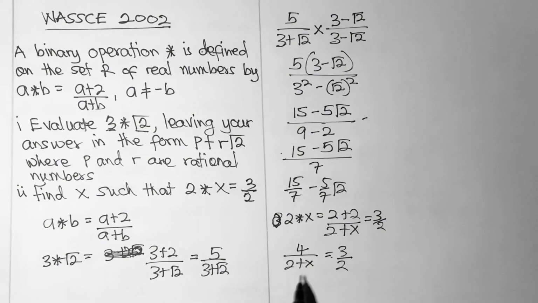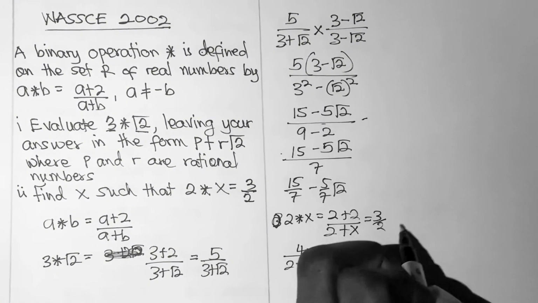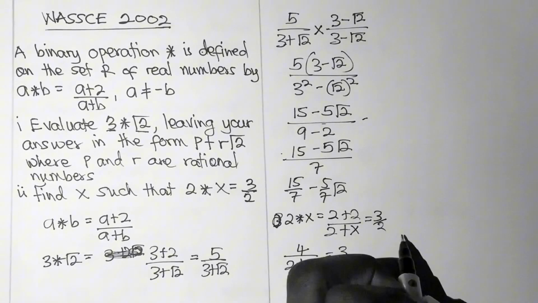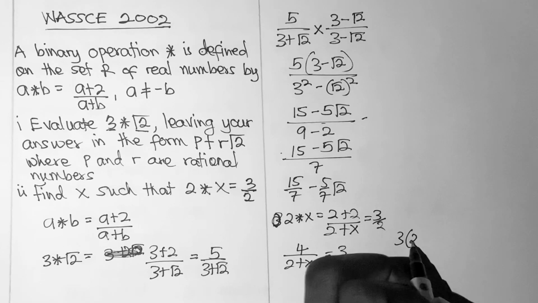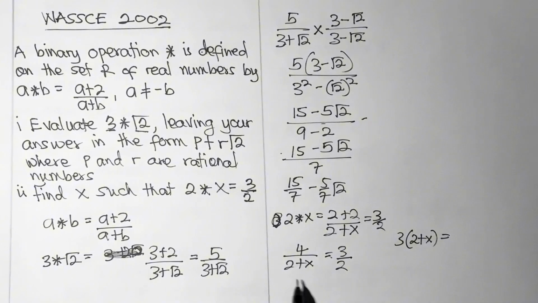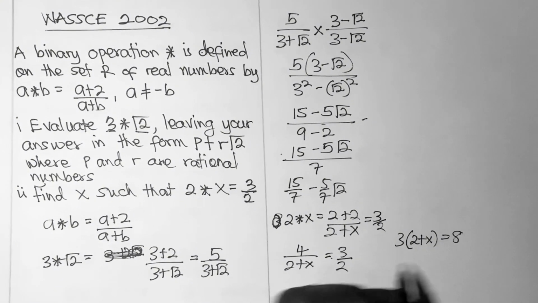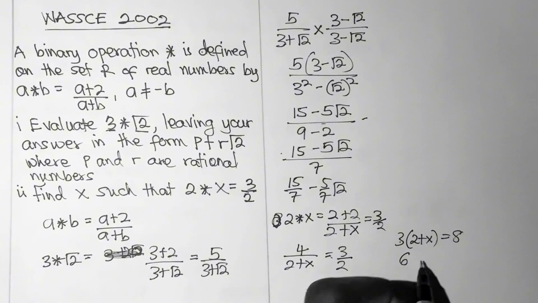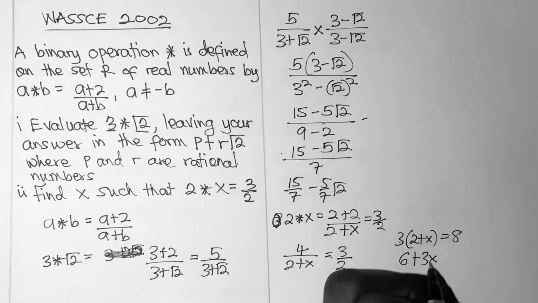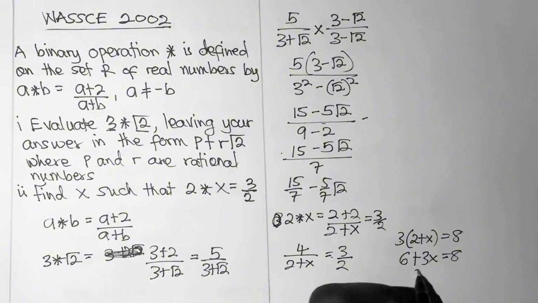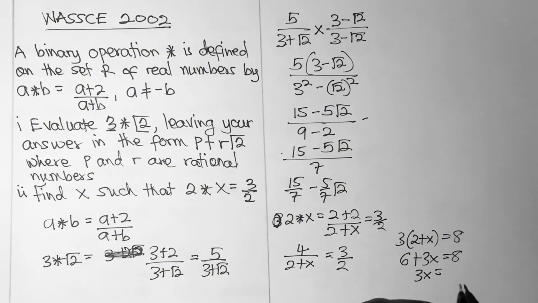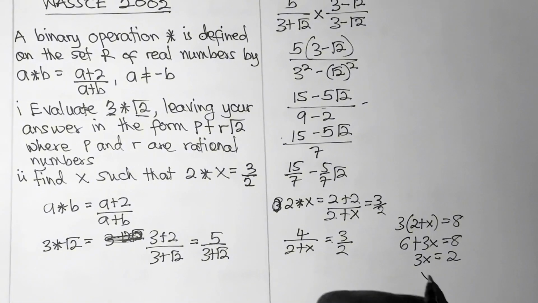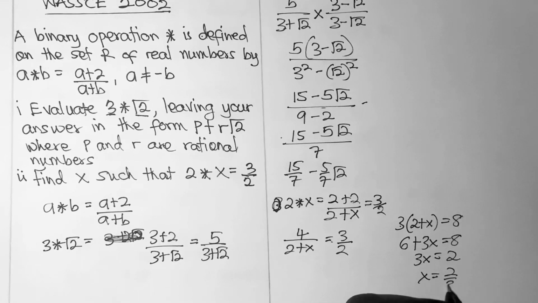So what we can do is cross multiply. This means that 3 times 2 plus x is equal to 4 times 2, which is 8. So 3 times 2 is 6, plus 3 times x, 3x, equals 8. So 3x is equal to 8 minus 6, which is 2. And therefore x is equal to 2 over 3.